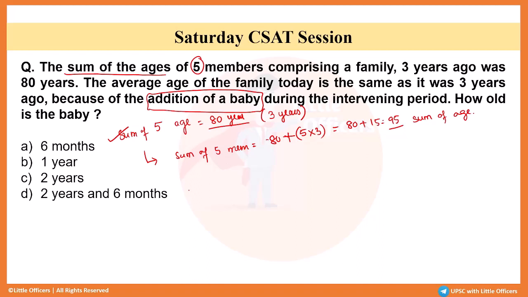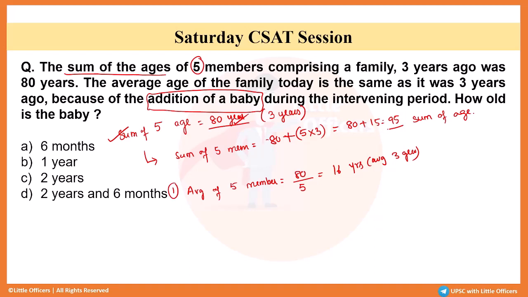So what is the average of the 5 members family 3 years ago? It will be sum divided by total number, that is 80 is the sum, divided by total number of people, which is 5. So 16 years is the average 3 years ago. Okay, please remember this. Now this is the first thing that we got.